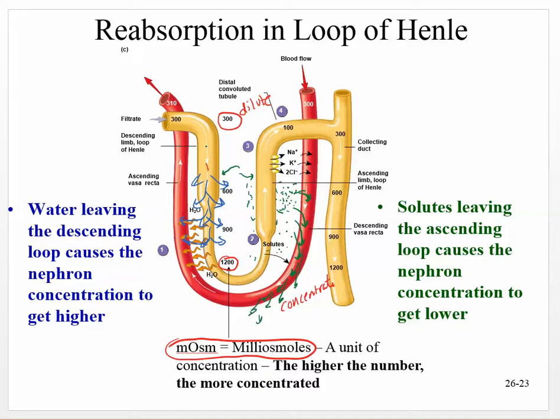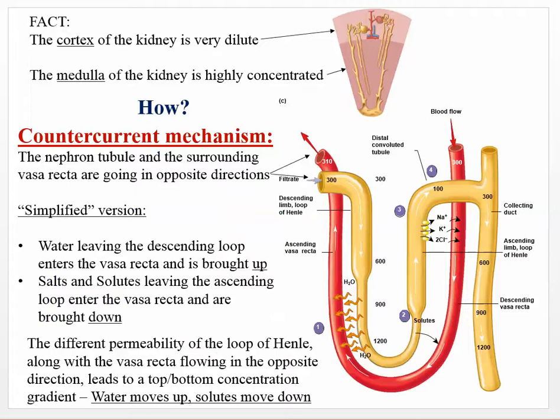Now, what about the water that was building up over here? It's the same thing: as the water is being released, it is constantly being pulled up. The water is being pulled up to the top all the time, which makes the top, or the cortex, very dilute, and down here is very concentrated. So we call that the countercurrent mechanism, this term right here.